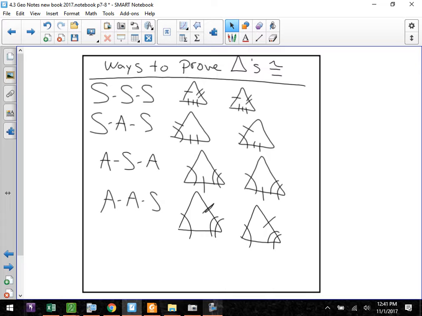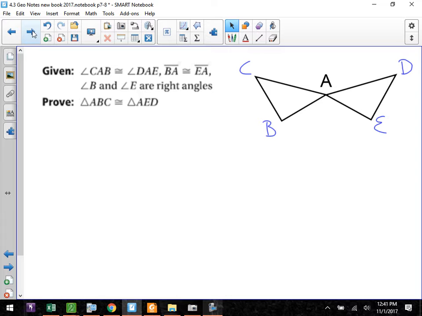Yeah, the one we talked about a little yesterday, I mentioned that we'll have one called hypotenuse leg. We're not going to look at that until next week sometime. We'll look at that. So right off the bat, let's just go right to a proof and show an example of how one of those may or may not work.